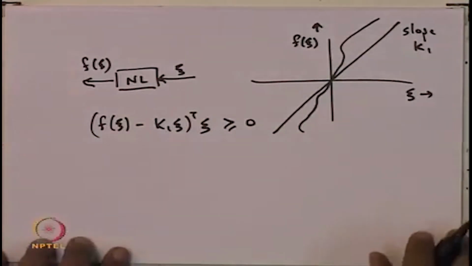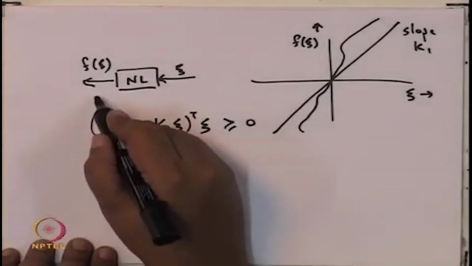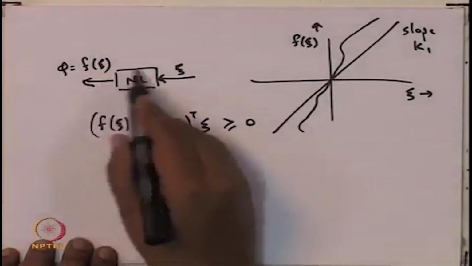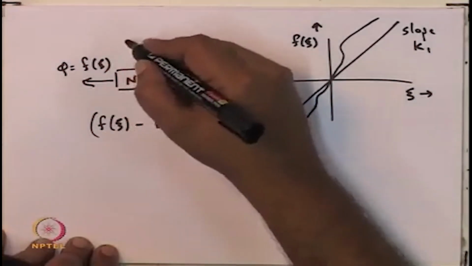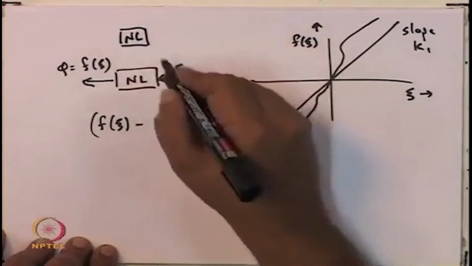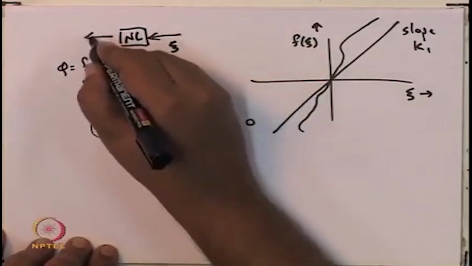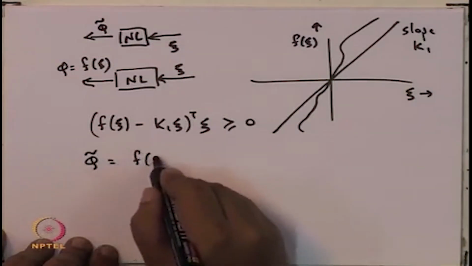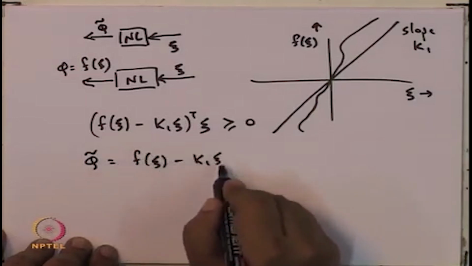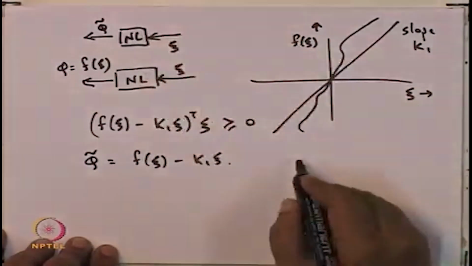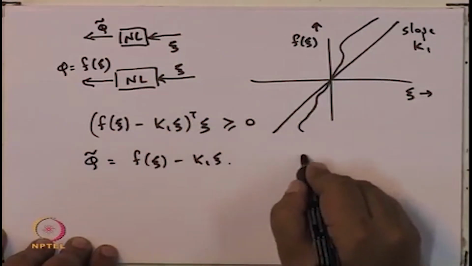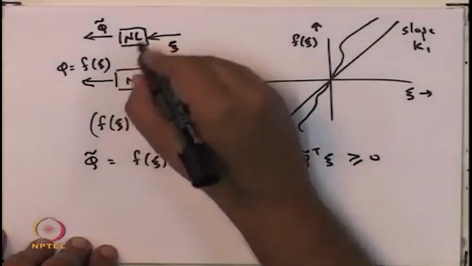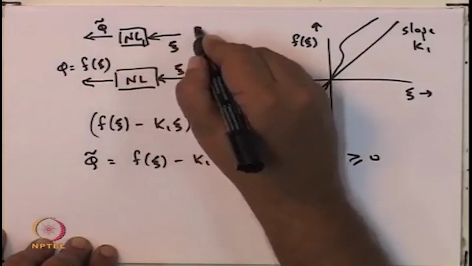Therefore, this is the output phi. If you think of some new nonlinearity which has the same psi as the input, but has phi tilde as the output, where this phi tilde is really f of psi minus k1 psi, then this new nonlinearity will have the property that phi tilde transpose psi is greater than or equal to 0, and therefore this new nonlinearity, let me call it NL1, is passive.